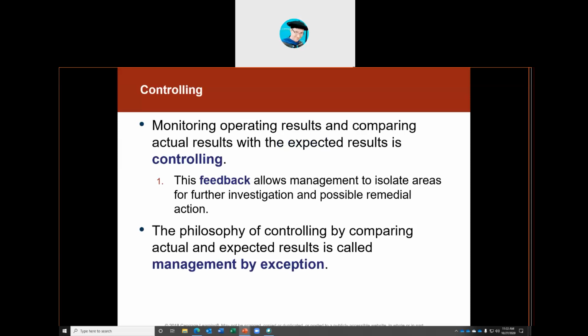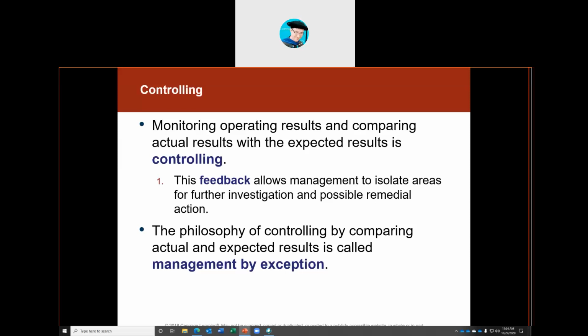Controlling is monitoring the operations results and comparing the actual results with the expected. We do the same thing in budgeting. We take our actual budget and compare that to our planned budget. We take our actual sales and compare that to our planned sales. We take our actual expenses and compare that to our expected expenses. That's a process of controlling.